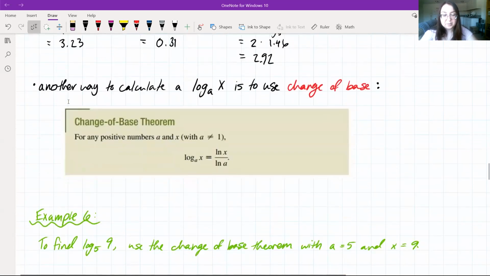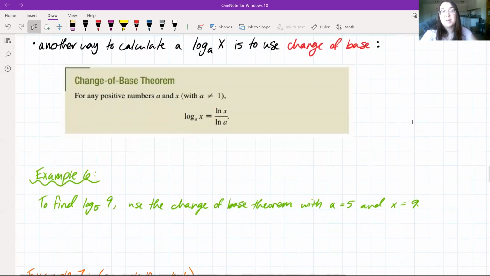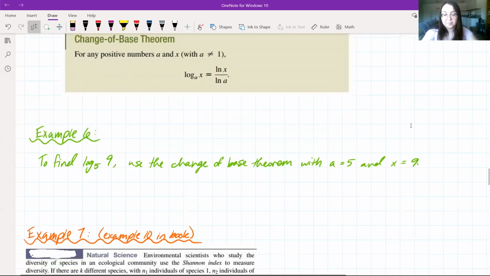All right, so now we've used some of our properties to rewrite and evaluate some expressions. And now we can move on to another way to calculate log base a of x, which is to use a change of base. Our change of base theorem is just telling us that for any positive numbers a and x, when a is not equal to 1, log base a of x is equal to the natural log of x divided by the natural log of a. So this just means that if we have log base a of x, we can rewrite this and calculate it a different way, as the natural log of x divided by the natural log of a. This just gives us another way to calculate our logarithms that may have different bases.